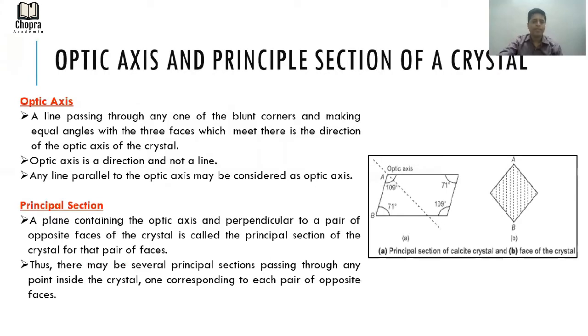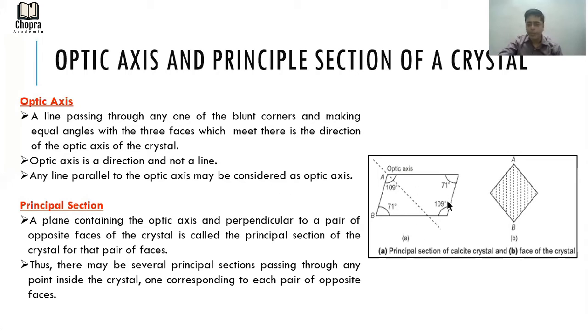What is optic axis? Optic axis is a line passing through any one of the blunt corners and making equal angles with the three faces which meet there. It is the direction of the optic axis of the crystal. Optic axis is a direction and not a line. Any line parallel to the optic axis may be considered as optic axis.